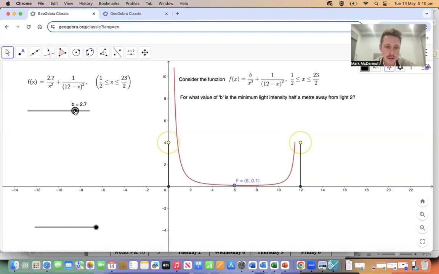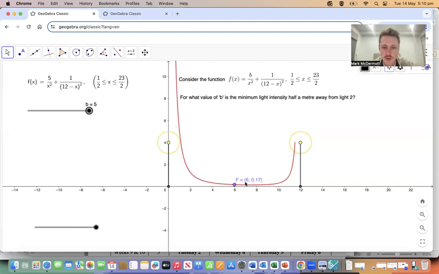As this light gets brighter, you can see that the point of minimum brightness moves towards the right. And now that point is no longer accurate. The minimum would be somewhere further to the right now. Okay, so that's sort of what's going on. As we change that value of B, that graph clearly changes. It gets dilated. And then the question says, for what values of B is the minimum light intensity 1/2 meter away from light 2?